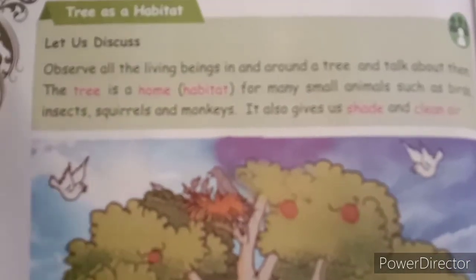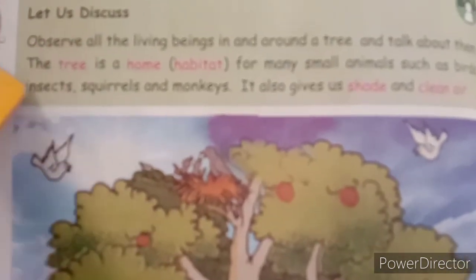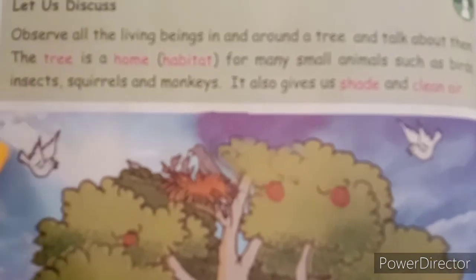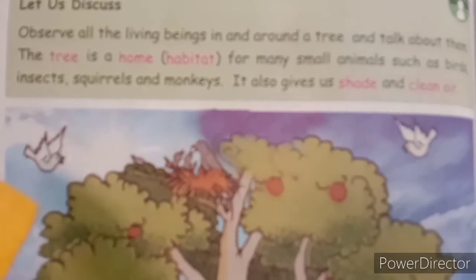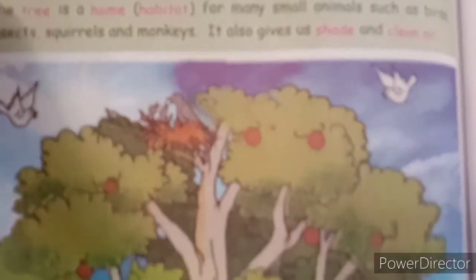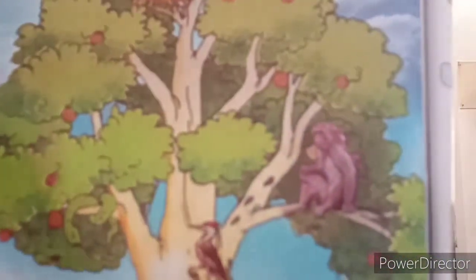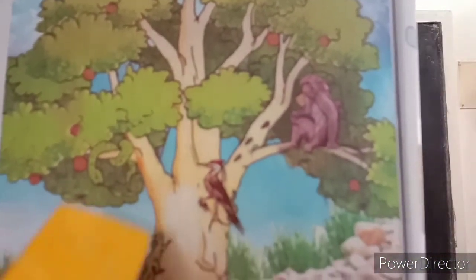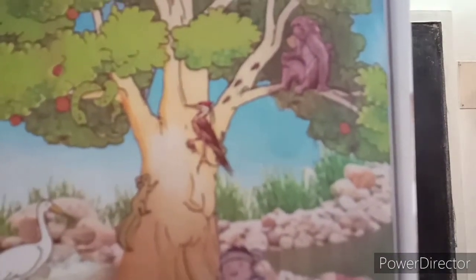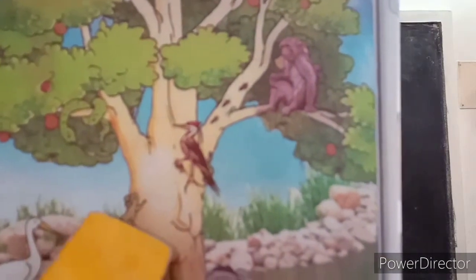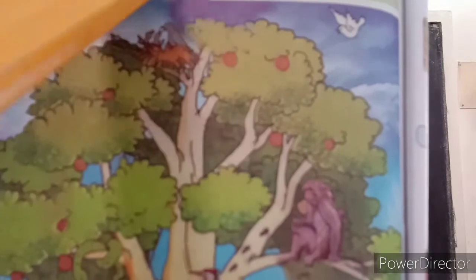Tree as habitat. Let us discuss that. Observe all the living beings in and around a tree. You can see a lot of living beings around a plant, right? See the picture. In this picture, what all can you see? A crane is here, a monkey is here, one boy is here, he is sleeping, and a squirrel is there. So observe all the living beings in and around a tree and talk about them.